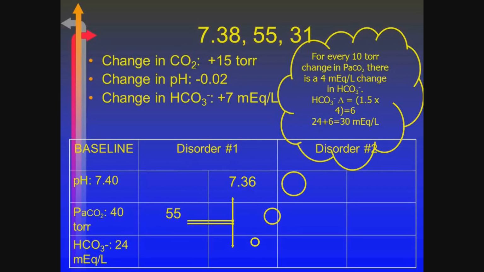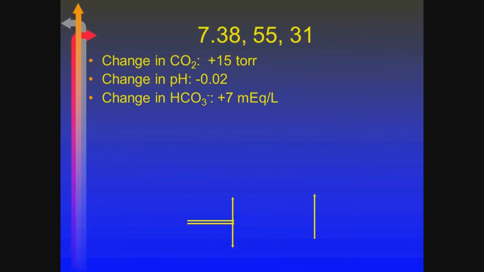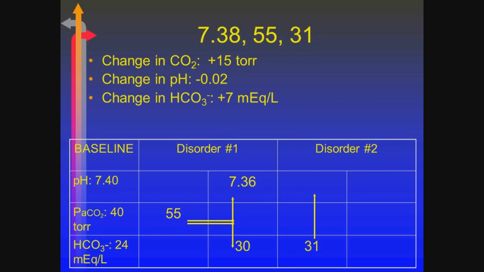For every 10 torr change in PCO2, there's a 4 milliequivalent change in bicarbonate. Again, multiplying by 1.5 because for every 10 torr change, there's now a 4 unit change. Comes up to 6, so 24 plus 6 would be 30. However, there's a discrepancy between the 31 that I have and the 30 that I calculate out. So something else must be causing a little bit of an increase in bicarbonate.